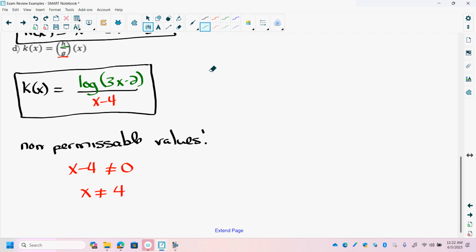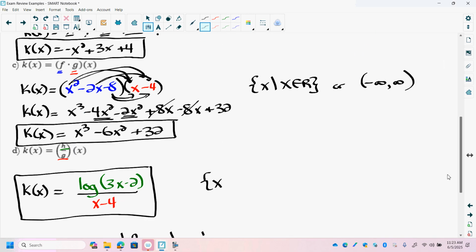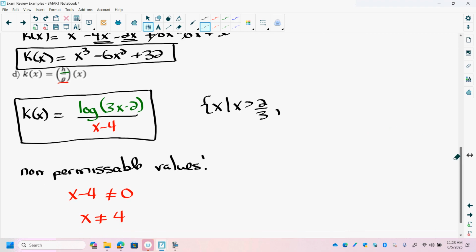The domain, however, I want to say that it's going to be the domain that's common to the red and green. Red is x belongs to the real numbers. Green is x is greater than 2/3. So what's the combined function or the combined domain? X is greater than 2/3. Great, Leah. X such that x is greater than 2/3. But I have to add something. That's right. X cannot equal 4.